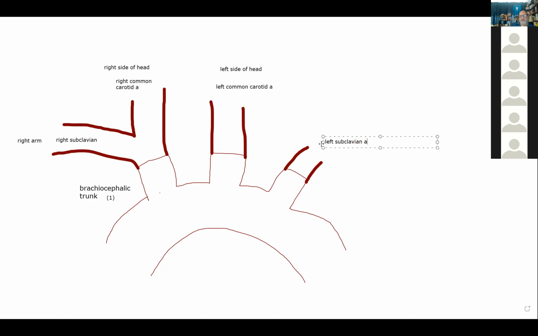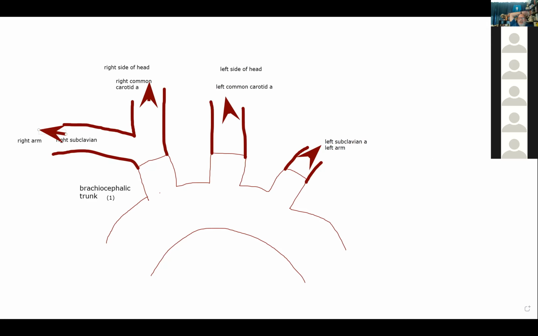Which goes to the left arm. Excellent. The good news is the pathways from basically this point on, in the right common, in the left common, in the right subclavian, in the left subclavian, they're symmetrical. Same on the left and the right.